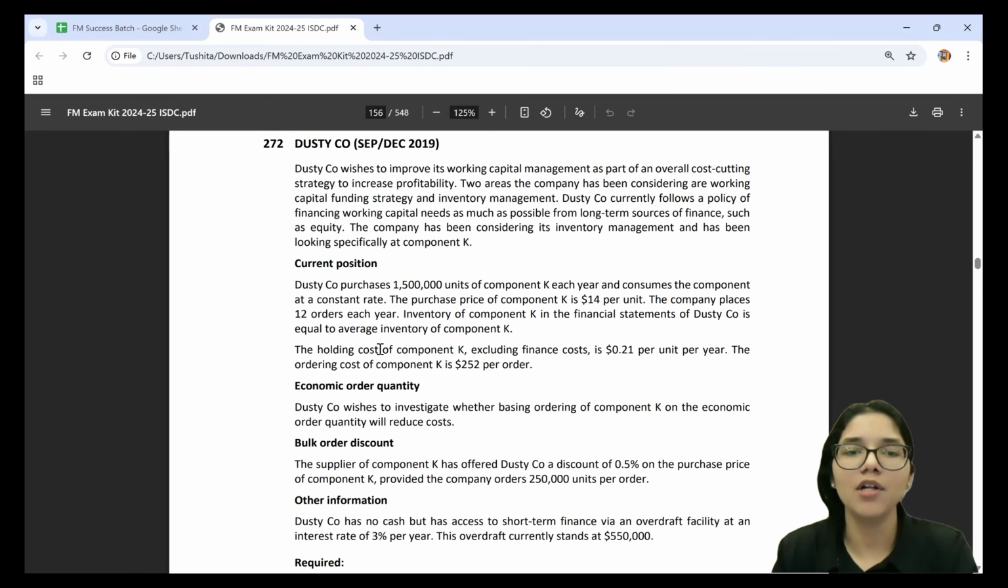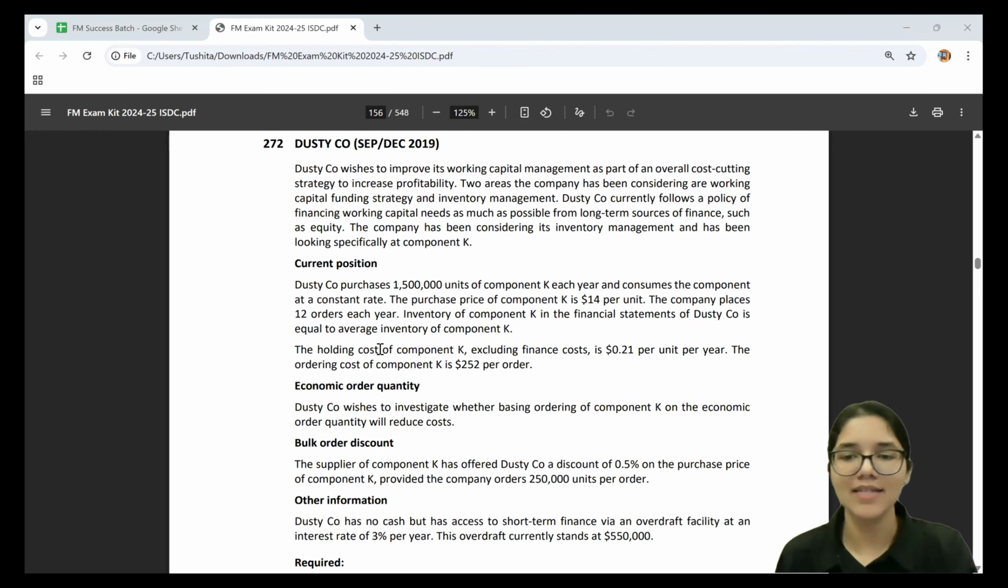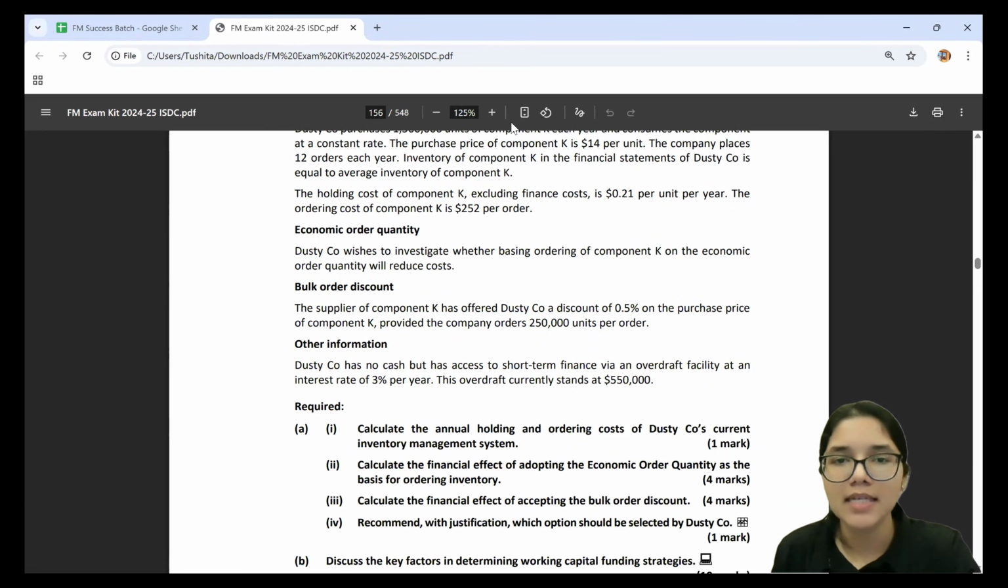Now, whenever you're solving any section C sort of a question, what will be your first thing to do? What's your first step that you do? Yes, you have a look at your requirements. So what exactly does the question want from you? That is what we will see.